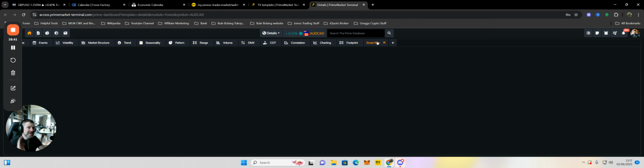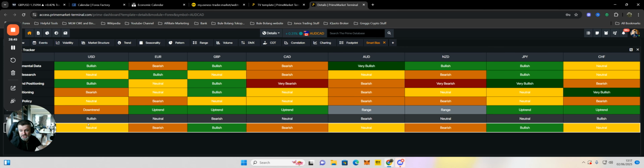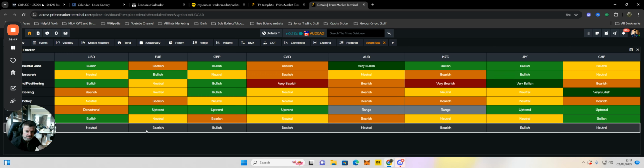This is going to be for the micro, i.e. what's happening this week. All right. So USD neutral. There we go. Euro bearish. Yep. GBP bullish. There's 3 that we agree on. CAD bearish. Yep. I've got it as neutral. AUD neutral. I've got AUD as neutral. Yep. NZD bearish. Yep. Japanese Yen bullish. I've got it as weak, but they've got it as bullish.